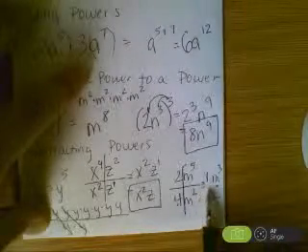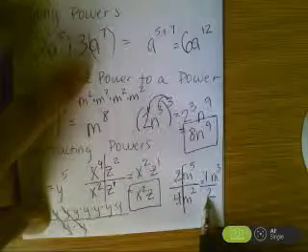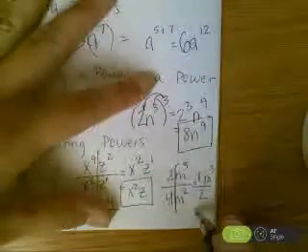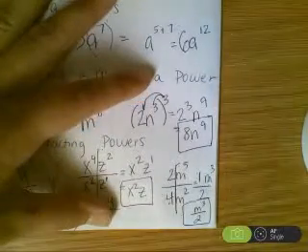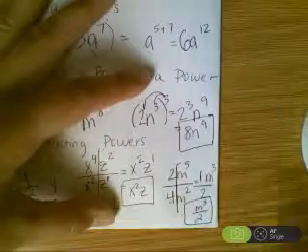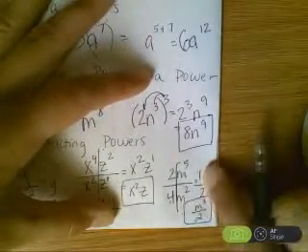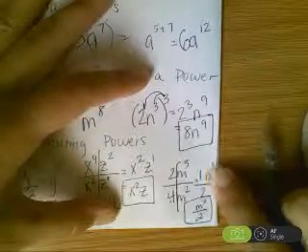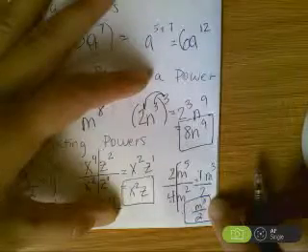Now, I can either leave 1 m to the third in the top and just put a 2 underneath it, which is the same answer if I just wrote my answer as m to the third over 2. I do not have to put that 1 in the numerator as long as there is something else in the numerator. Now, if that m to the third wasn't there, you leave it as 1/2. But since the m to the third is there, you can rewrite it without the 1 in the numerator.